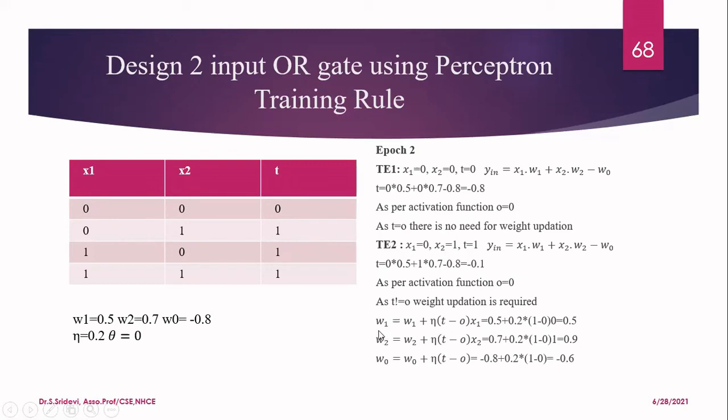So I'm going to apply the updation formula for W1, W2, W0. Then I'm going to update the weights. So in this, for W1, you have to consider this W1 only. Don't take the initial W1.